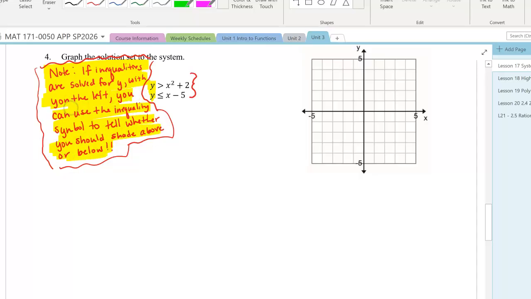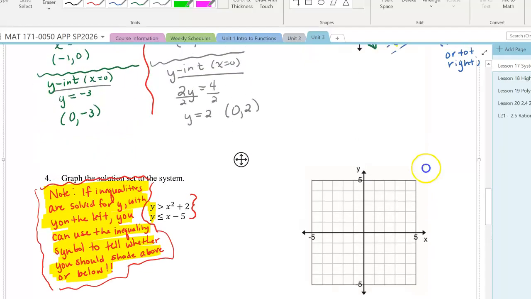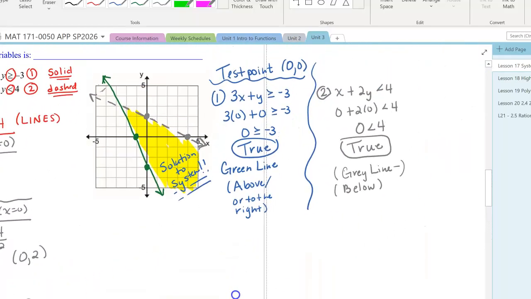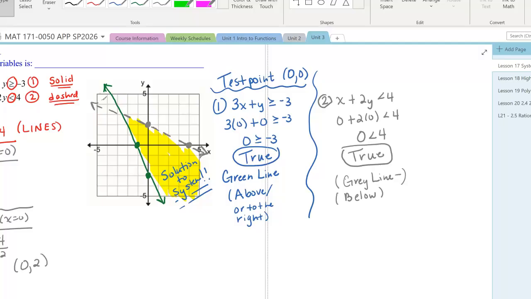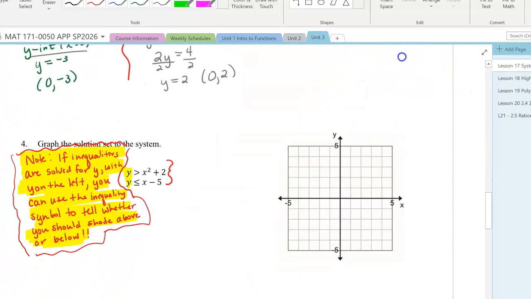So you don't have to use test points in this case like we did in the previous example over here. Notice these inequalities are not solved for y, so we couldn't use the inequalities to judge that. That's just because y could be negative, which would flip the inequality. In this case, it wasn't, so we were still okay, but I used test points just to be sure.